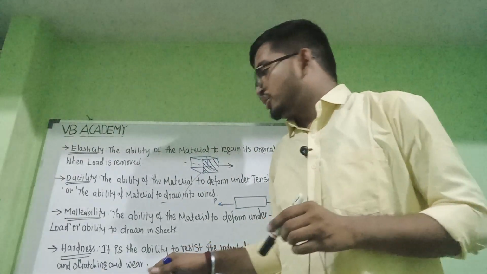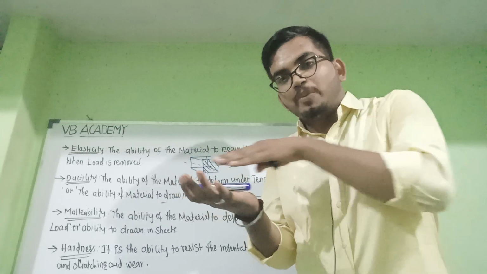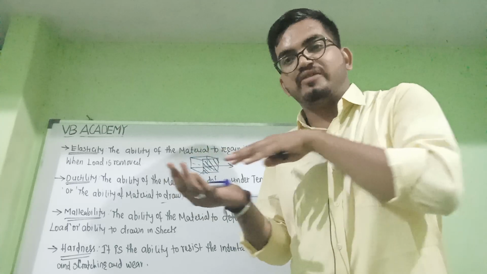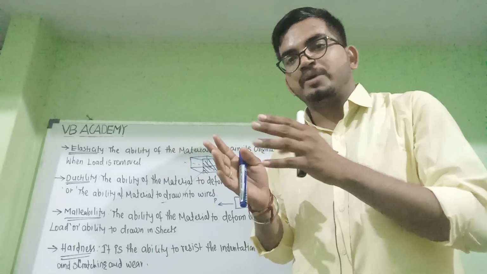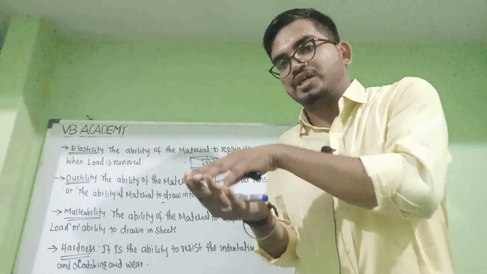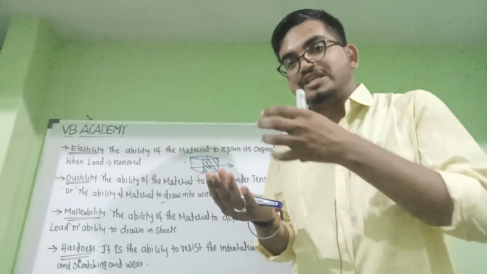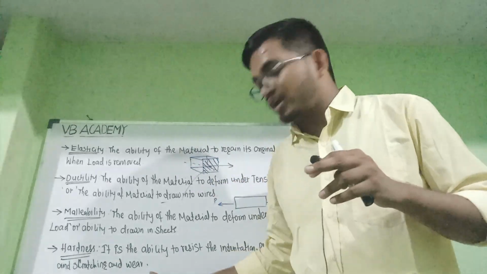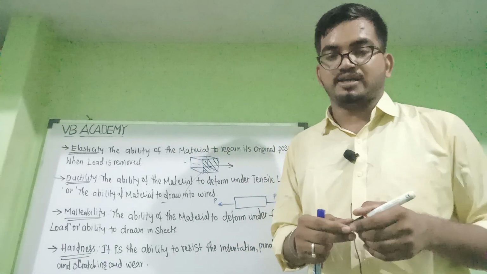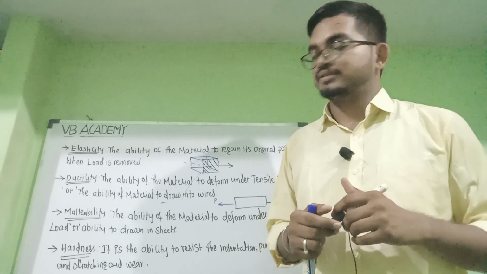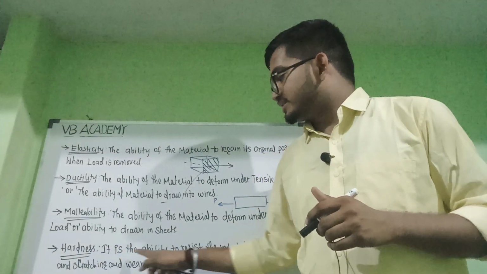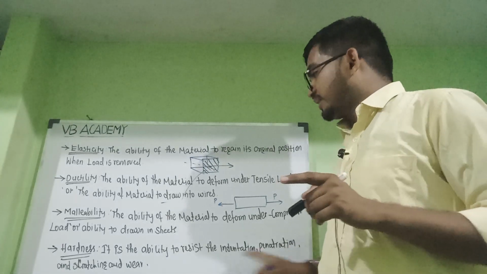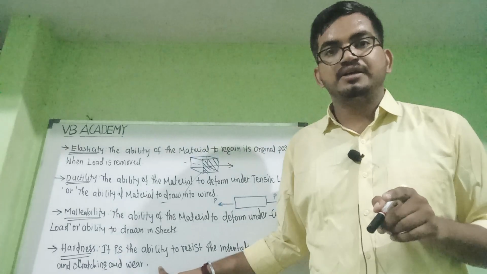What is meant by wear? If two machine parts have relative motion between them, due to continuous relative motion the part may get worn out. Worn out means that due to this relative motion the material gets deformed, dislodged. The ability to resist this dislodging of material is also known as hardness. Clear? So what is meant by hardness here? It is the ability of the material to resist indentation, penetration, scratching and wear.